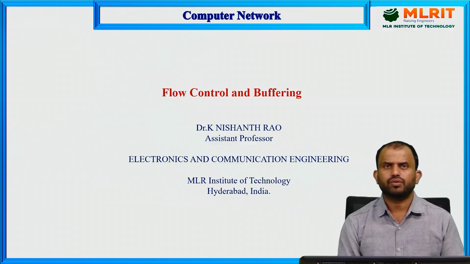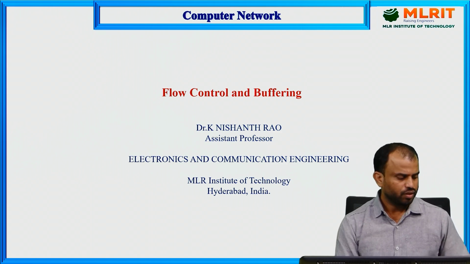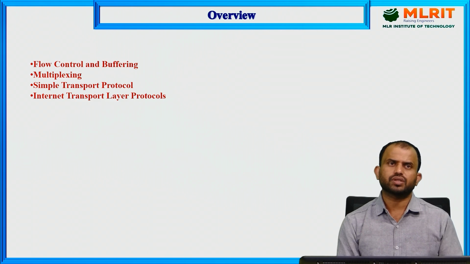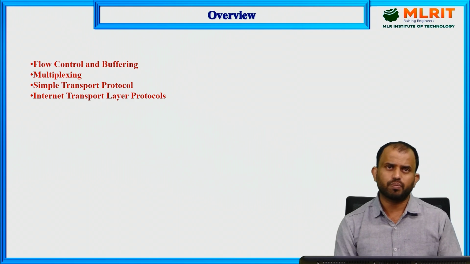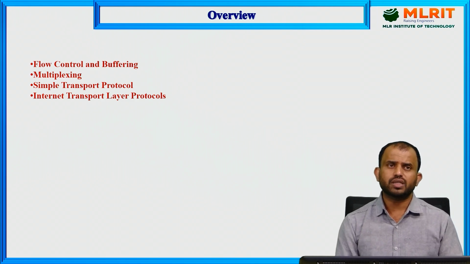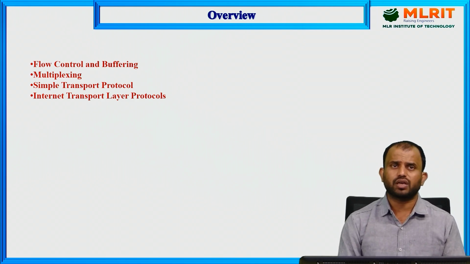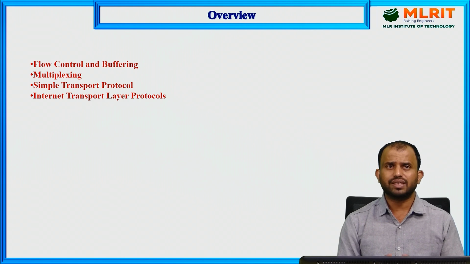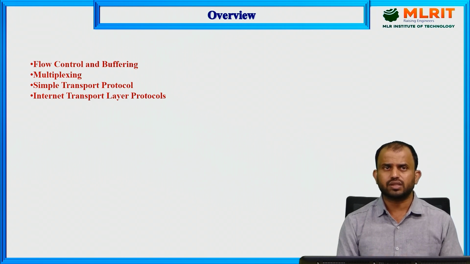Welcome to everyone. Today we are going to discuss another important topic in computer networks, which is flow control and buffering. As we discussed in the previous sessions, we are discussing the flow control mechanism as well as the buffering control mechanism. So what is flow control and buffering control, what is multiplexing, what is the simple transfer protocol, and what is the internet transfer protocol? We will discuss all of this in this session.